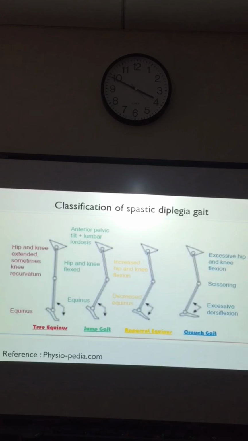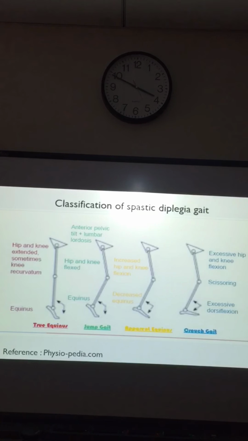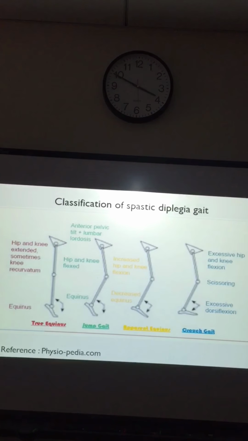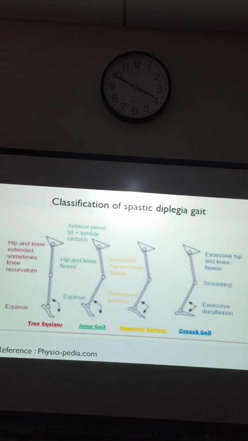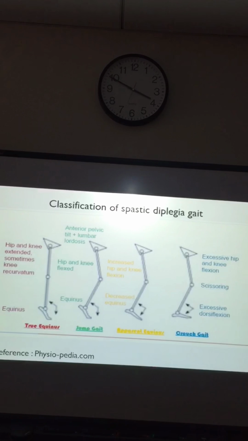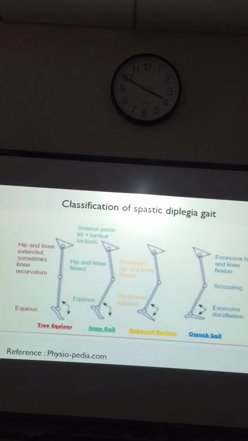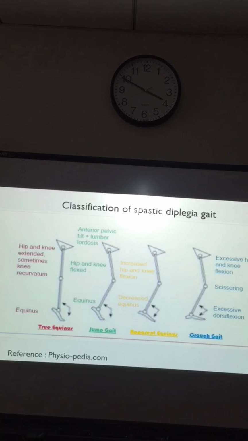Type 4 is the crouch gait, with or without stiff knee gait, also called a scissor gait. Crouch gait is defined as an excessive dorsiflexion of the calcaneus in combination with excessive flexion at the knee and hip. The result is an unattractive, energy-expensive gait pattern.